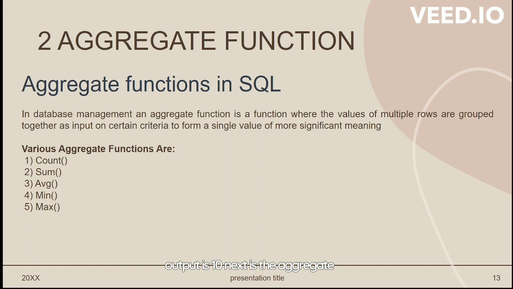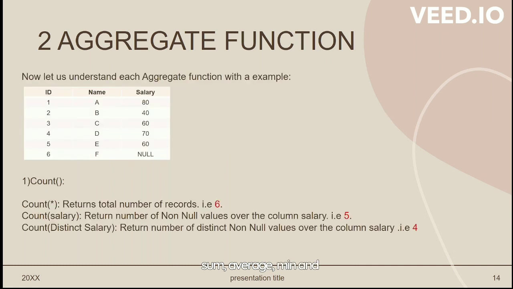Next is the aggregate function. An aggregate function in SQL is a database management function where the values of multiple rows are grouped together as an input on certain criteria to form a single value of significant meaning. Various aggregate functions are count, sum, average, min, and max. Now let's understand each aggregate function with an example. You can see the table above. We can see the ID, name, salary.